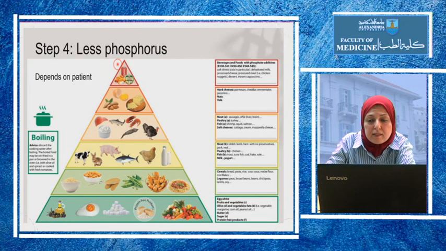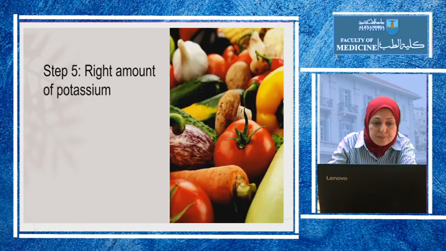Processed foods and soft drinks, even diet soft drinks, are very high in phosphorus, and we should recommend that patients avoid them. But the healthiest proteins are the egg whites, fruits and vegetables, and legumes are the best protein sources.